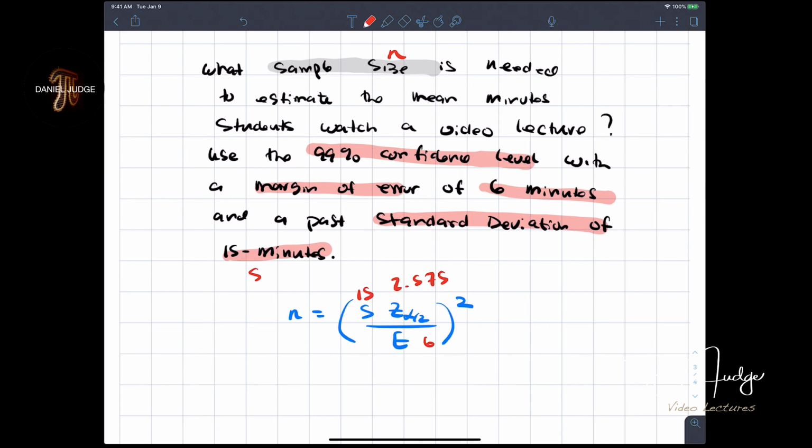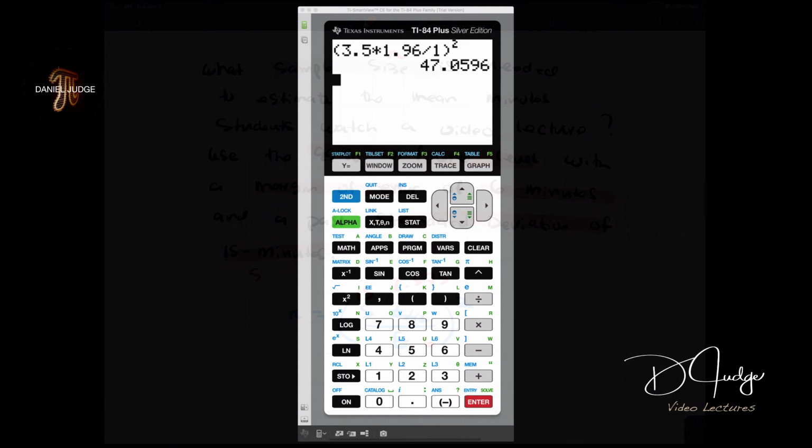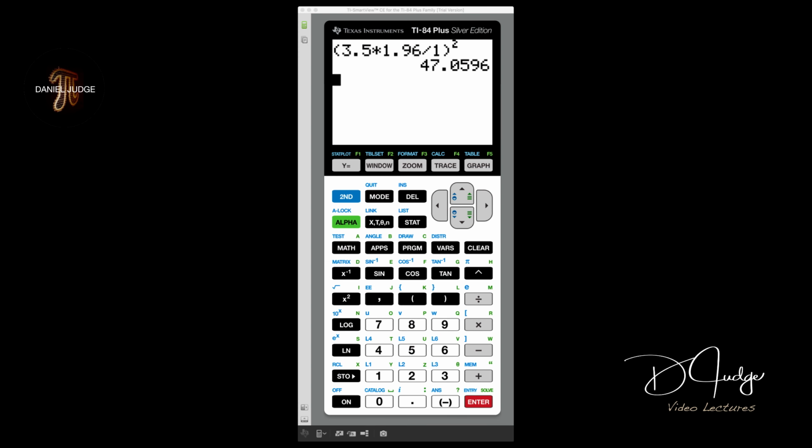All right, now we're going to plug this in and see what we get. Hopefully this is a nice situation. Let's go to the TI. We do this again: 15 times 2.575 divided by 6. We're going to close that, and raise that to the second power. You get 41.44.